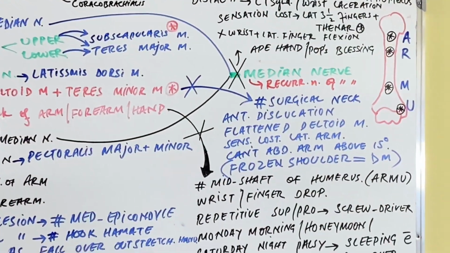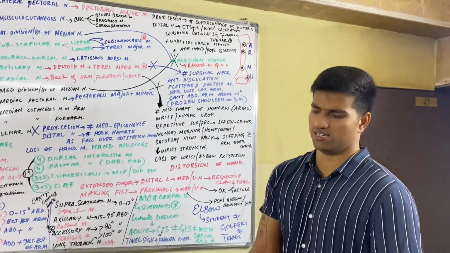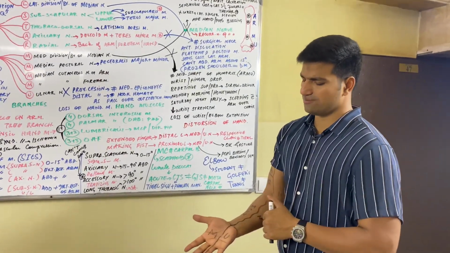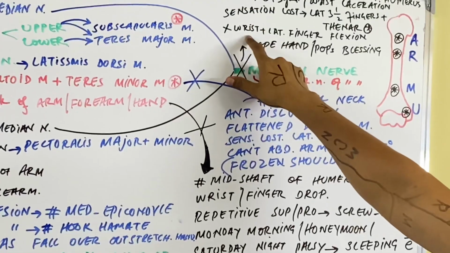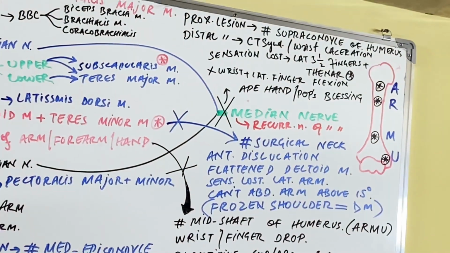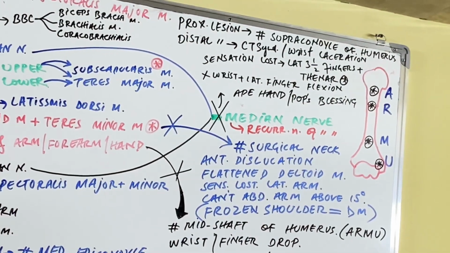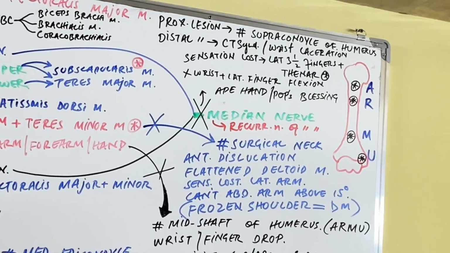If the median nerve is damaged, sensation is lost from the lateral 3.5 fingers and the palm. Then flexion at the wrist joint and the lateral fingers is affected, because this is the area supplied by the median nerve.